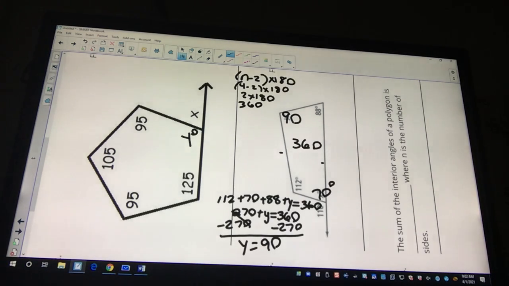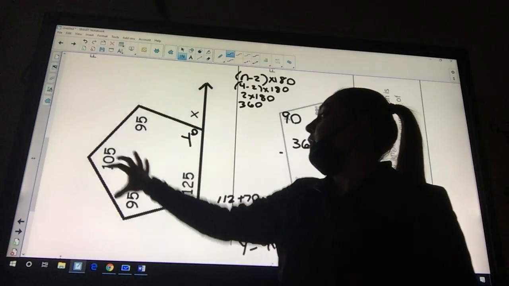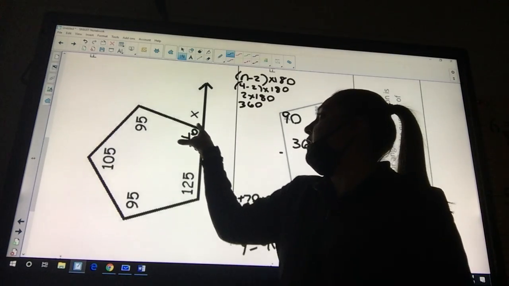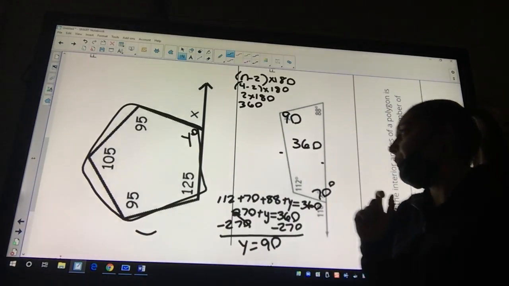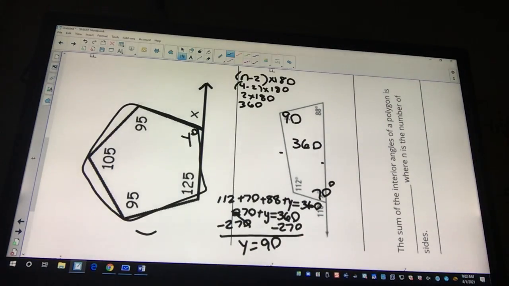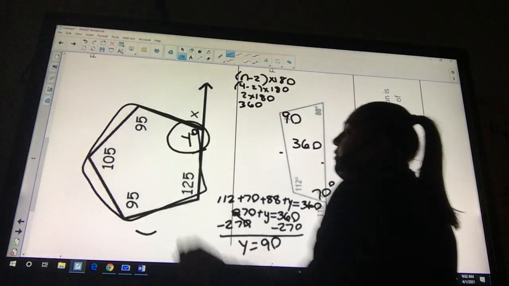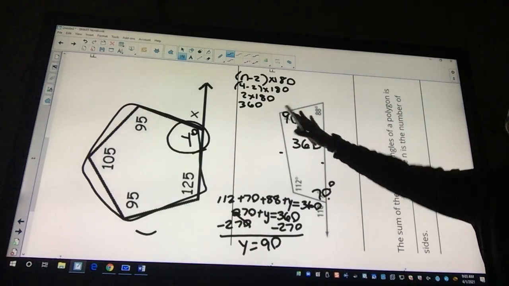So, you know it's how many sides? 5. Of the inside, how many variables are there? If you're looking at just the inside of here, how many variables are there? How many letters? 1. So you can solve for y first because there's only 1 missing. Just like here, there was only a y missing after we found 1.